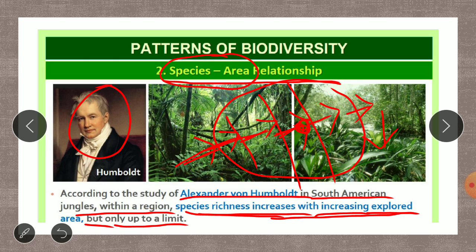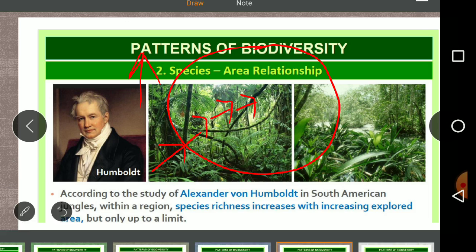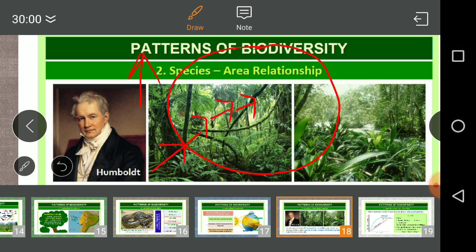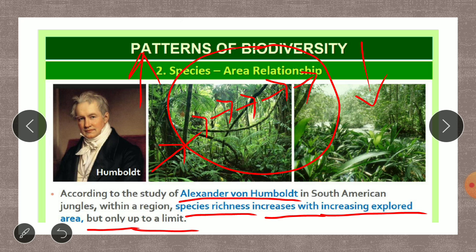So according to Alexander von Humboldt, he gave us the species area relationship, according to which, in a region, if we go on exploring from one place, as we are going inside, the number of species will increase. But only until a certain limit, that is until we reach the middle. Once we reach here, after that, if we continue moving, the number of species will decrease. So species richness increases with increasing explored area, but only up to a limit. This was given by Alexander von Humboldt in the South American jungles.